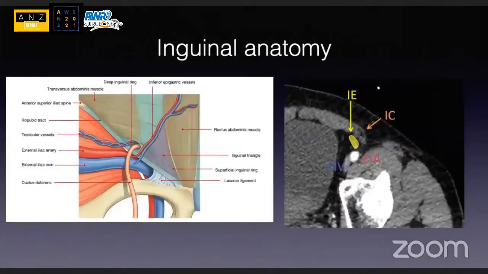Coming to the inguinal anatomy, we know this from the surgical literature. We have the external iliac vessels coming down as the femoral vessels. We have the inguinal ligament, the lacunar ligament, the femoral canal somewhere here, and here the inferior epigastric vessels. And we know that this forms a boundary of the inguinal triangle, and it divides the space for the direct and the indirect hernias. And here is the deep ring and the superficial ring. Now the inguinal canal is not in plane on a CT scan, but all these other landmarks that I talked about are visible on CT scan.